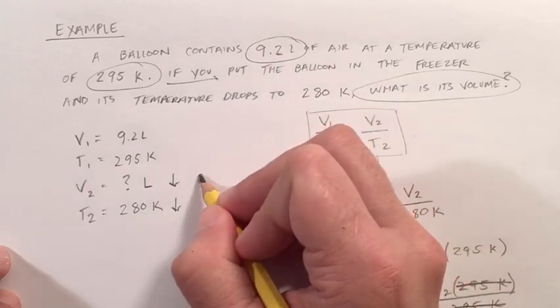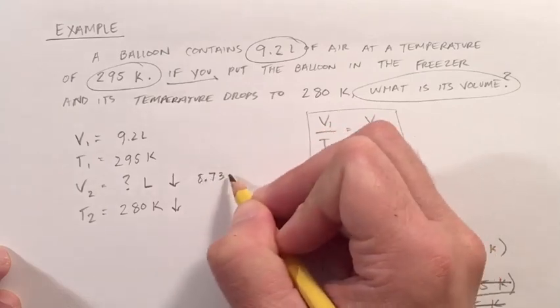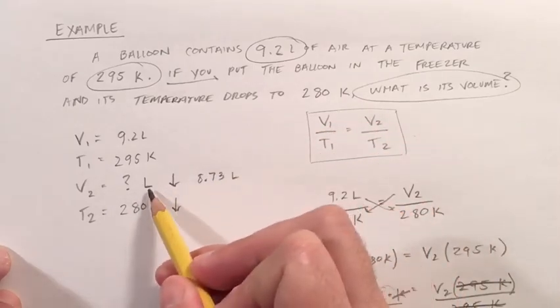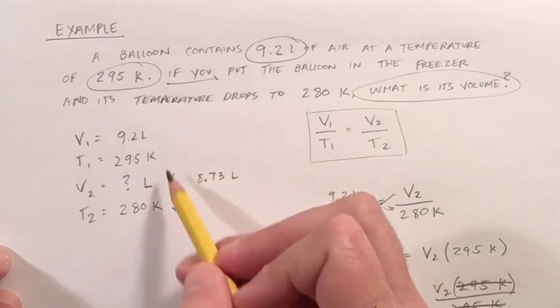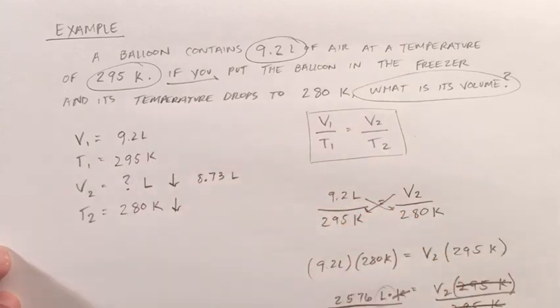We just want to check up here too. 8.73 liters has the same unit. And our number went down from 9.2, so it follows our directly proportional setup here.